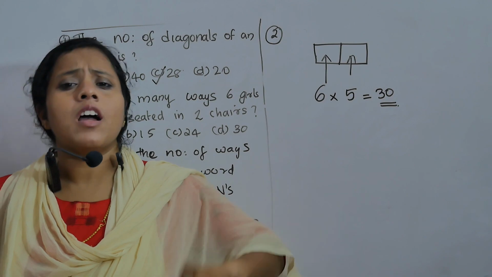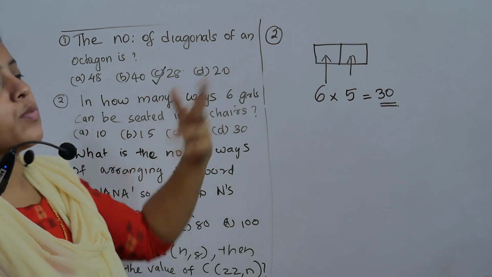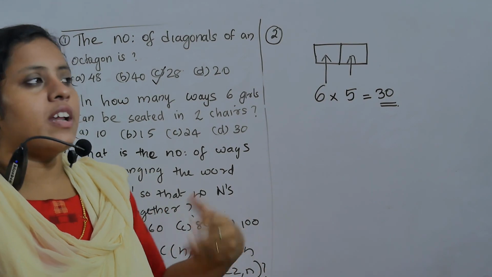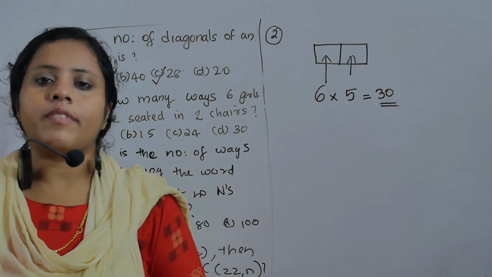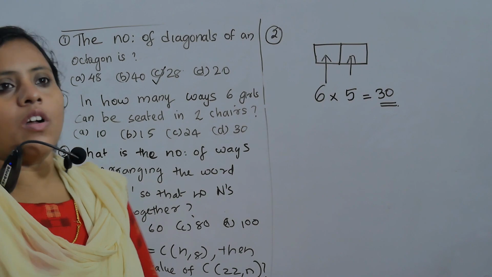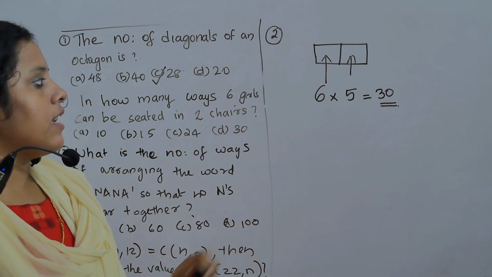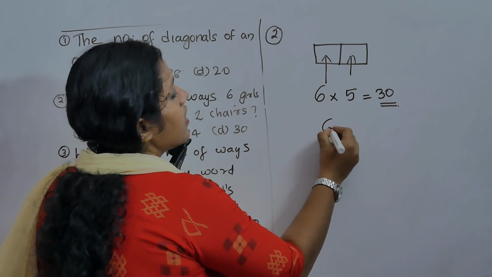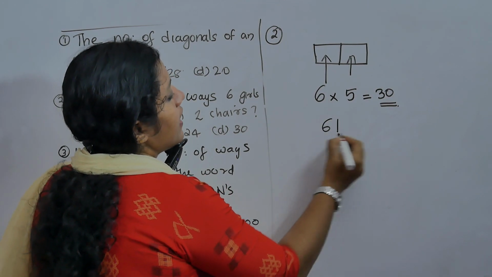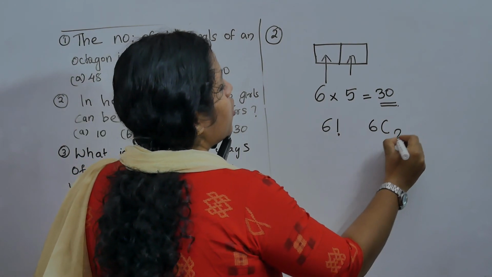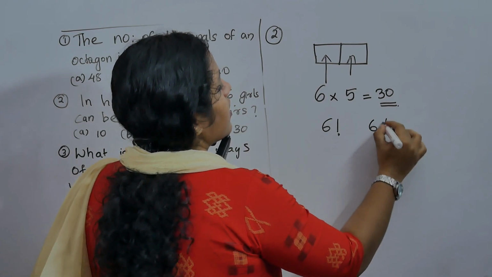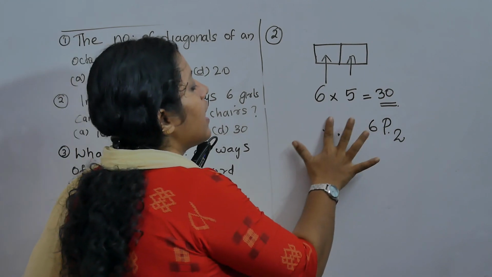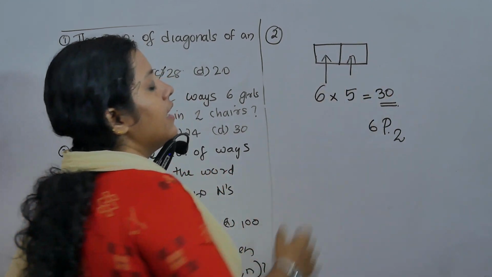Don't go for any formula. You can just directly write this one. That means we have 6 girls and we are asking 2 at a time. Understood? Okay, is it clear? So we can just do this in nPr also. Like this is 6 factorial by, that is 6C2, 6P2. This is an arrangement question.